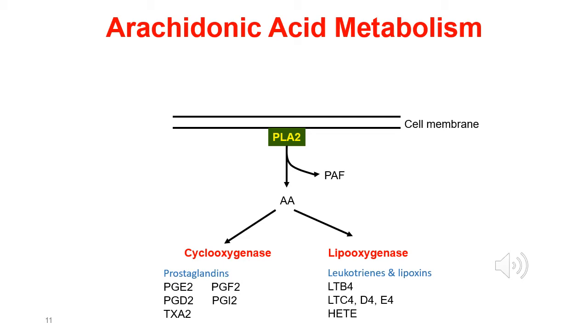The cyclooxygenase pathway will lead to the formation of prostaglandins, a family of chemical mediators. These include prostaglandin E2, F2, D2, I2, or thromboxane A2. So all of these we call the family of prostaglandins. On the other side, the lipoxygenase pathway will lead to the formation of the leukotrienes and lipoxins, and we will discuss this again in further detail. This includes leukotriene B4 and C4, D4, E4, and the HETE group, as we will see later.